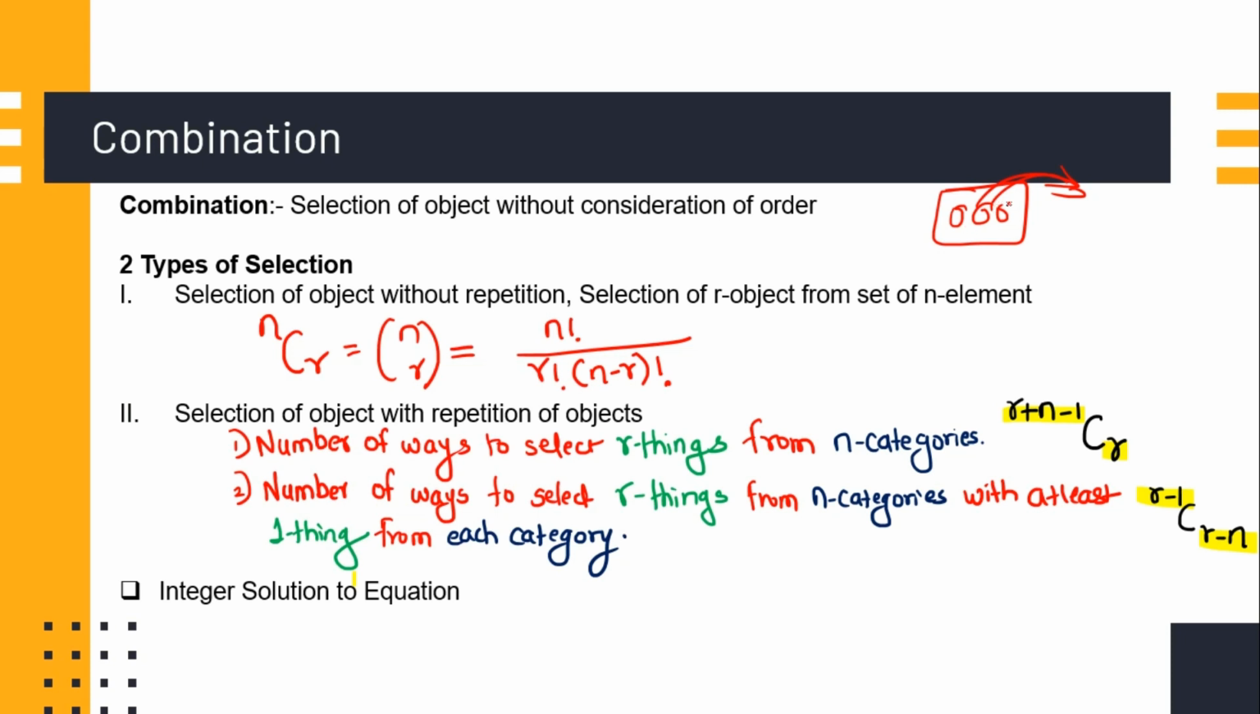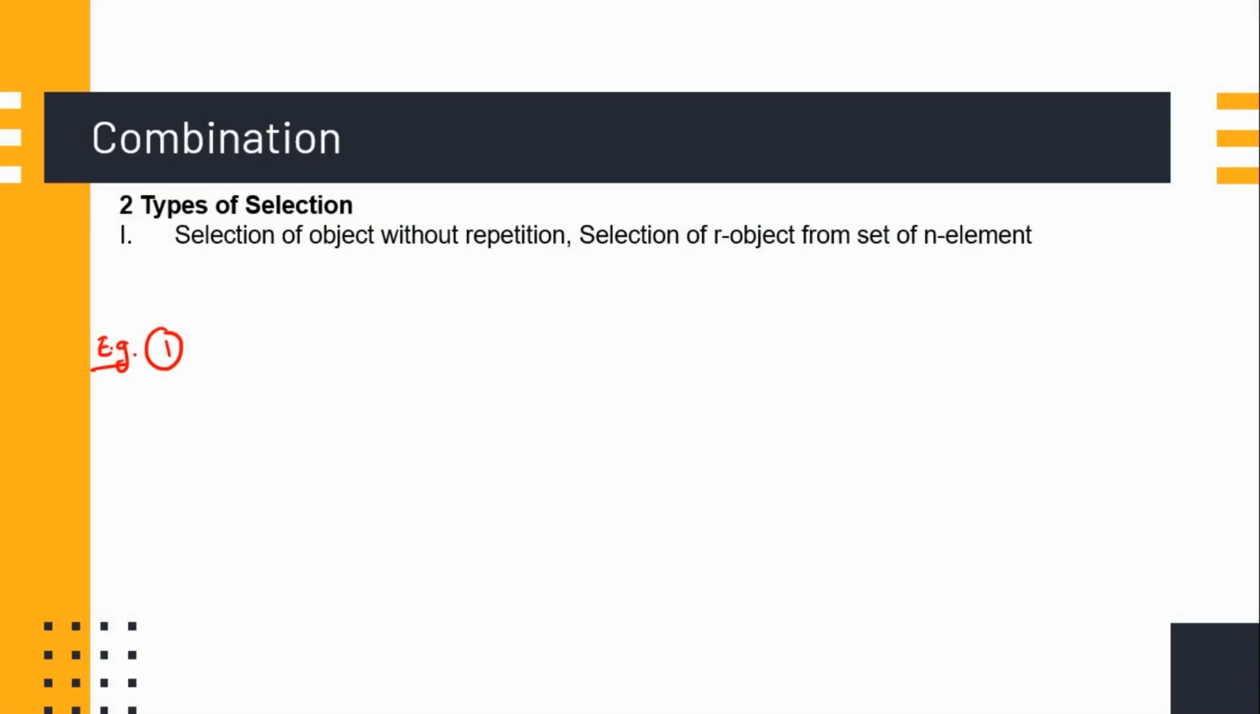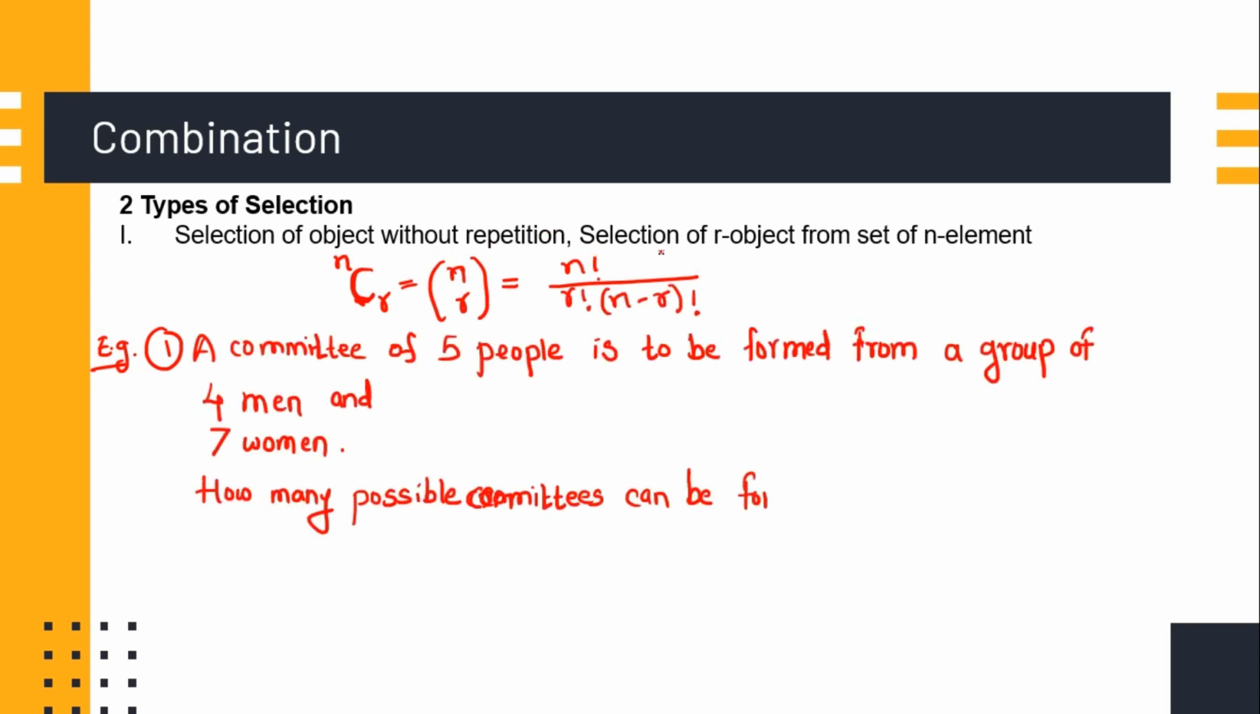If I select one object, then for the next round I can again consider that object, I can fill that object in the box and consider it again for the next round. So these are the two types. Let's take an example of each, one by one. First, selection of objects without repetition: selection of R objects from a set of n elements.